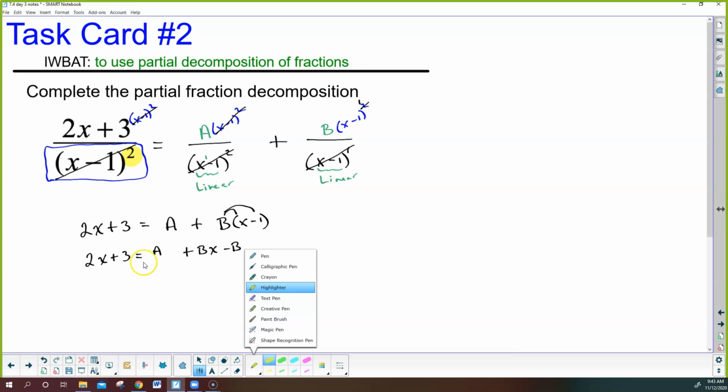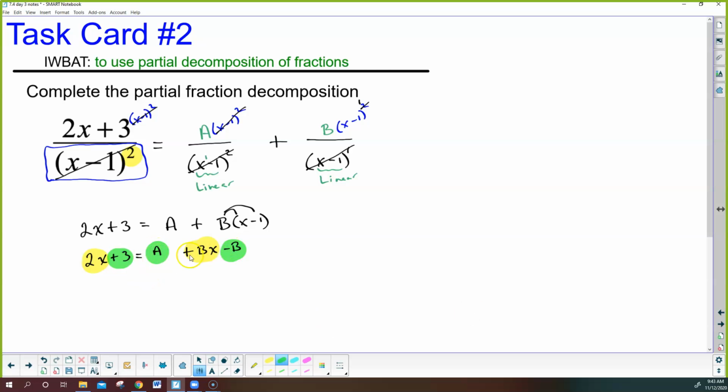And then our goal is to think, okay, how did I get the original numerator here, the 2x plus 3? How did that come up? How did I get a 2x? The 2x had to come from the terms that have an x put together. And then how did I get the plus 3? The plus 3 had to come from the constant terms, the A and the B. So notice every single value is accounted for.